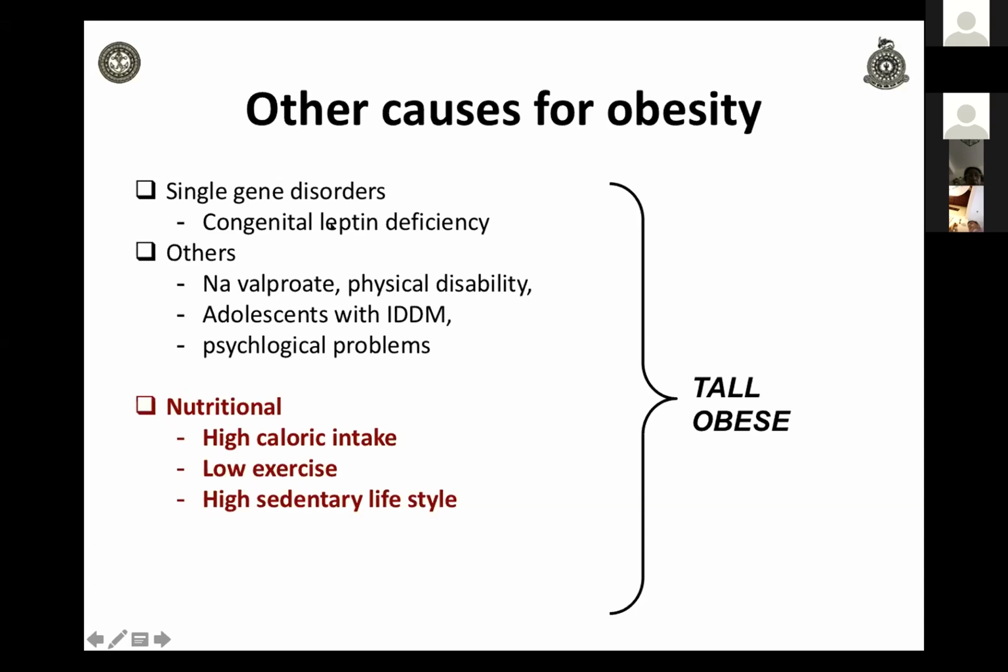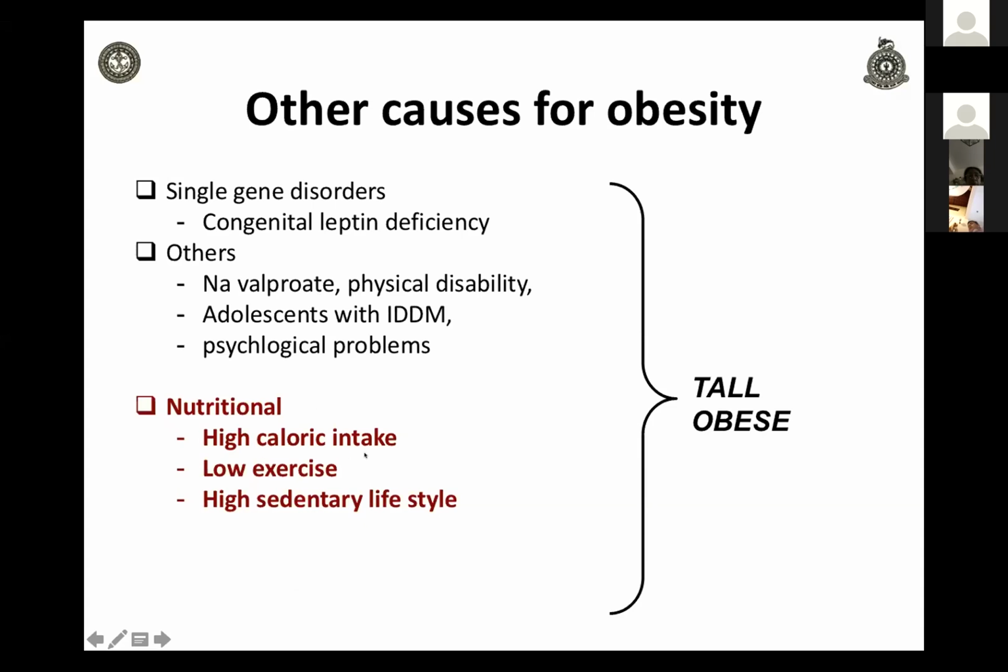It could be either a predisposition for them to consume more energy, or they are preserving more energy in the body. So one thing is the single gene disorder, congenital leptin deficiencies, or it can be associated with valproate intake, physical disabilities where the expenditure is less, or adolescents on IDDM who are taking insulin indiscriminately just to be with their peers and eat without any hindrance or any psychological problems. But the majority of what we see is purely nutritional, due to increased calorie retention.